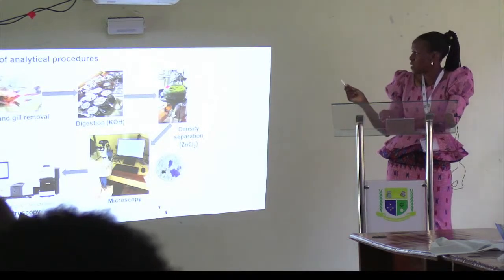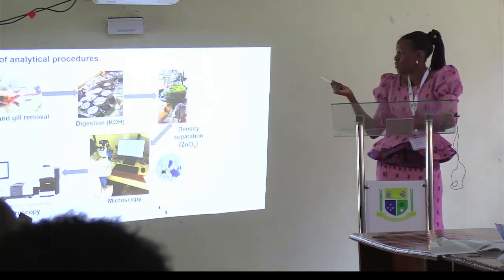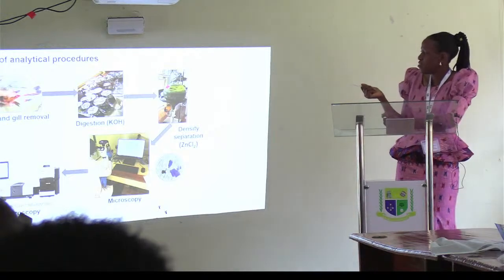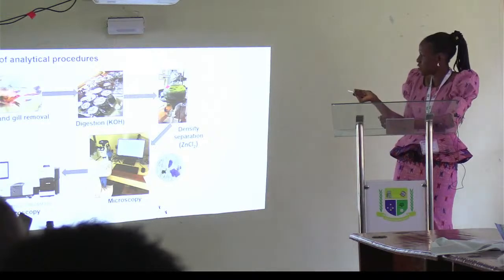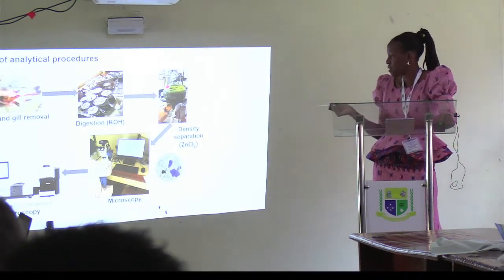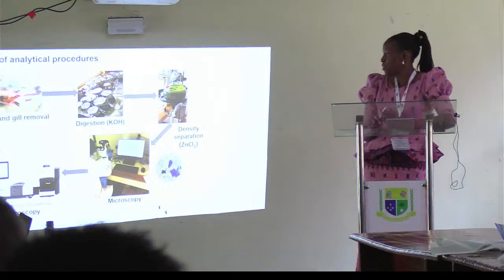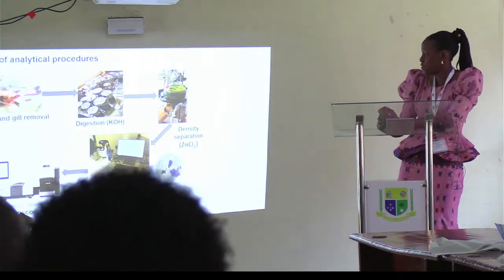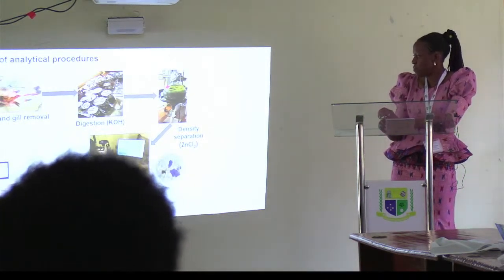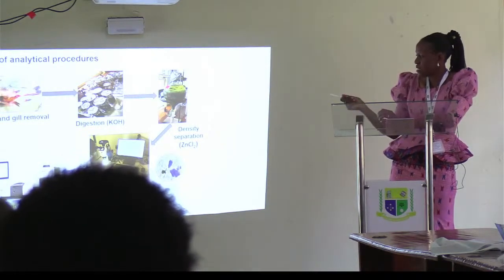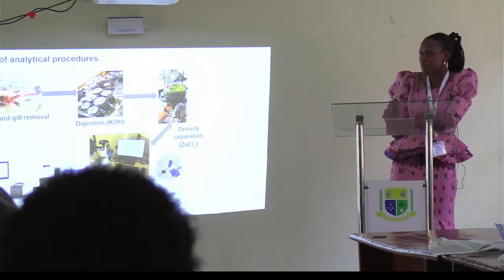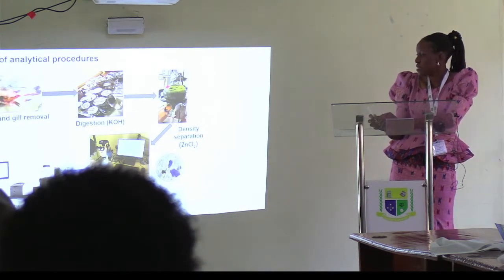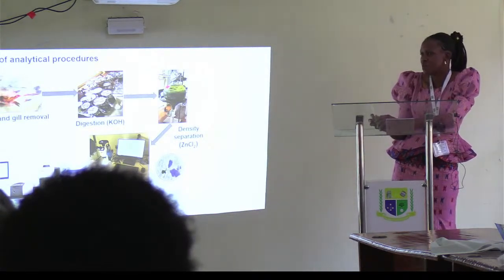So this is just a summary of what is being done. Of course, we fillet, then remove the gills, using potassium hydroxide, and add zinc chloride to help in the density separation, which is followed by microscopy. We want to visualize to identify if there are microplastics present, and then we go to FTIR spectroscopy to actually identify the form of the microplastic that is present within the sample that we are dealing with.